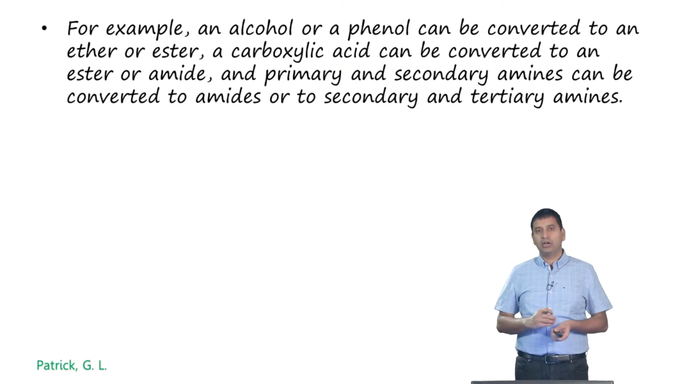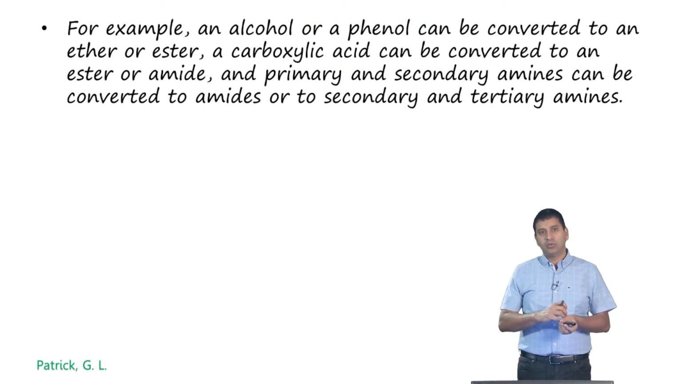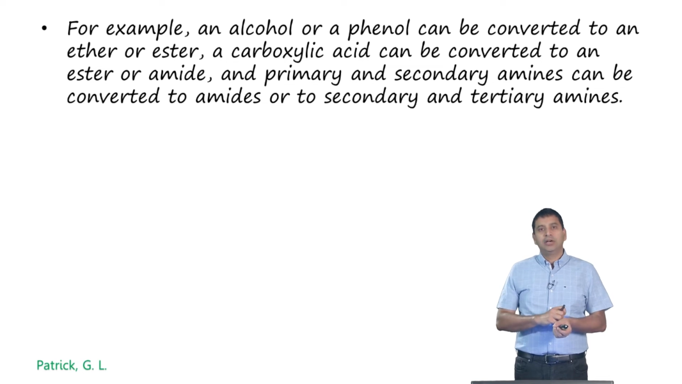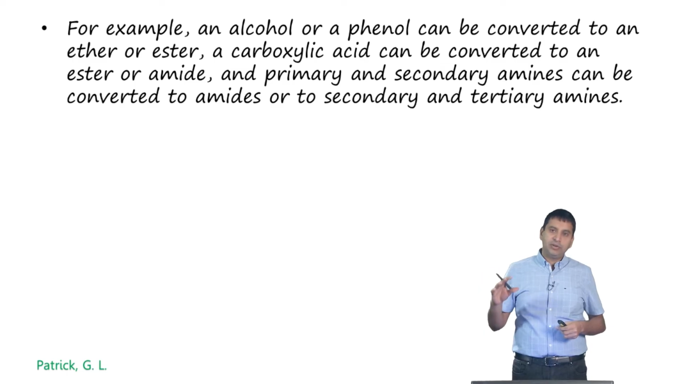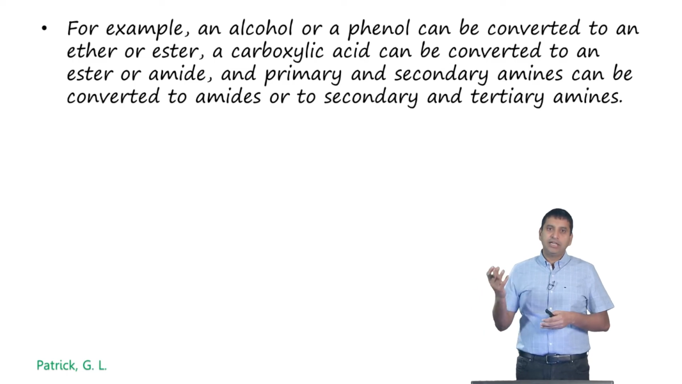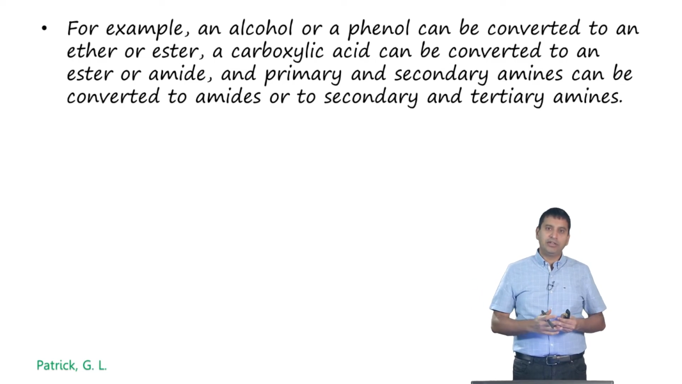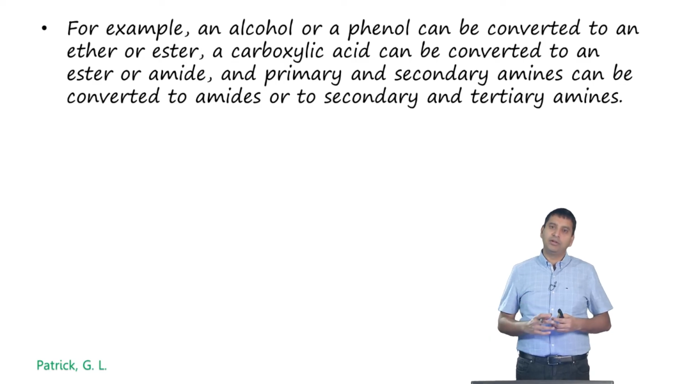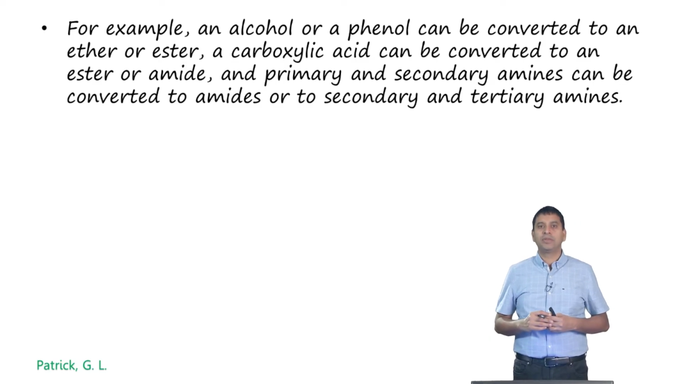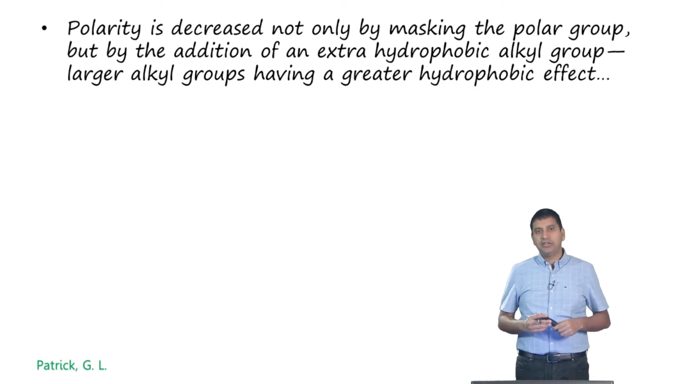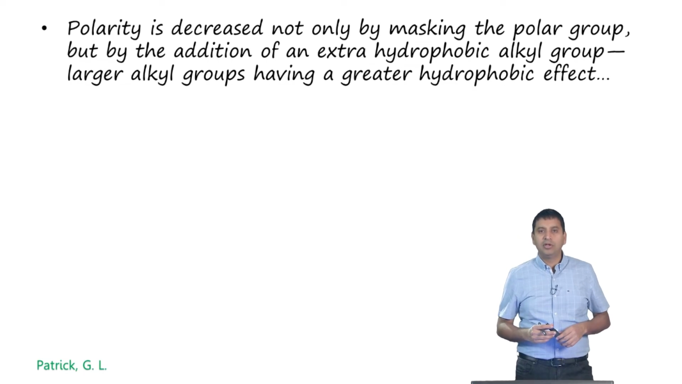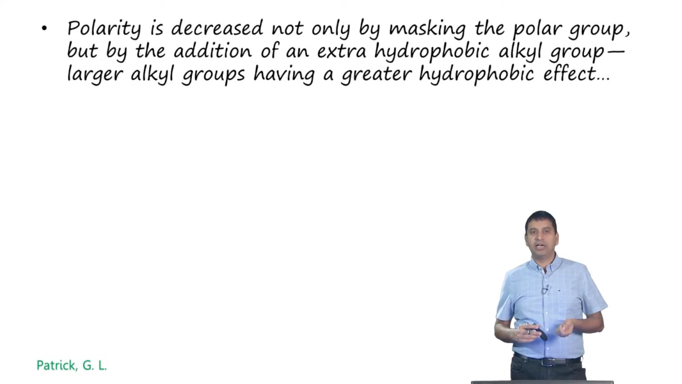So, a phenol or an alcohol can be converted to an ether or an ester, or a carboxylic acid can be converted to an ester or an amide, because carboxylic acid is likely to exist in equilibrium as carboxylate. And so, therefore, by making it into an ester or an amide, you are going to reduce the polarity of the molecule. Similarly, primary or secondary amines can be converted to amides or to secondary and tertiary amines by adding more alkyl groups. Polarity is decreased not only by masking the polar group, but also by adding extra hydrophobic alkyl groups.